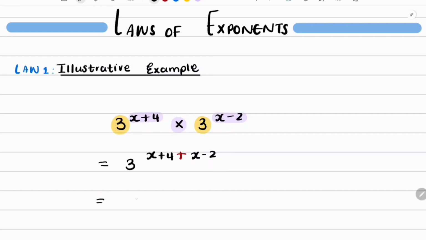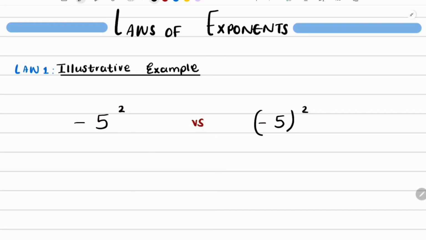So the base still stays exactly the same, and now we just focus on the exponents. We're going to bring the like terms together. We have x and plus x, which is going to give you a positive 2x. And then we have a positive 4, minus 2, which is going to give you a positive 2, and that is our answer.